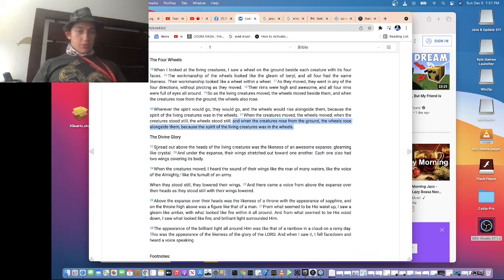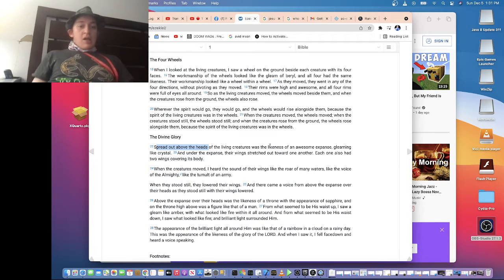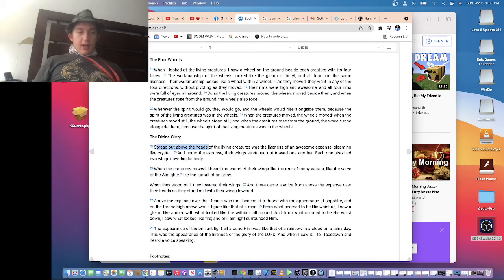And divine glory spread out from the heads of the living creatures, like the likeness of an awesome expanse, gleaming like crystal. And under the expanse, their wings stretched out toward one another. Each one also had two wings covering its body.